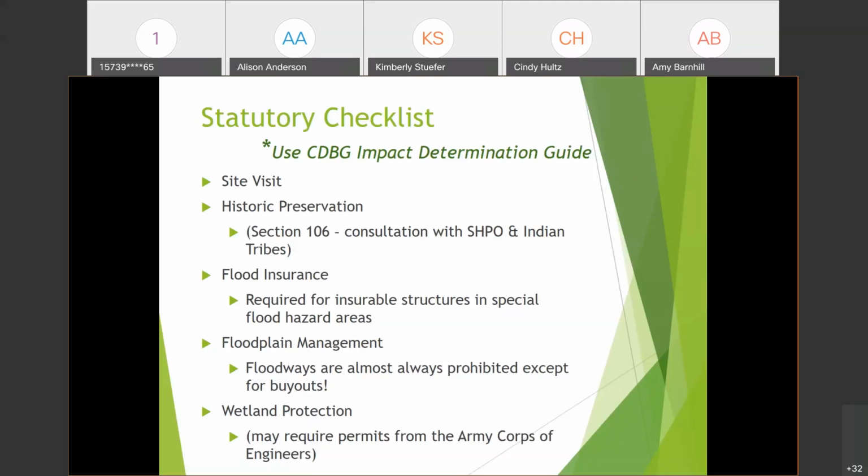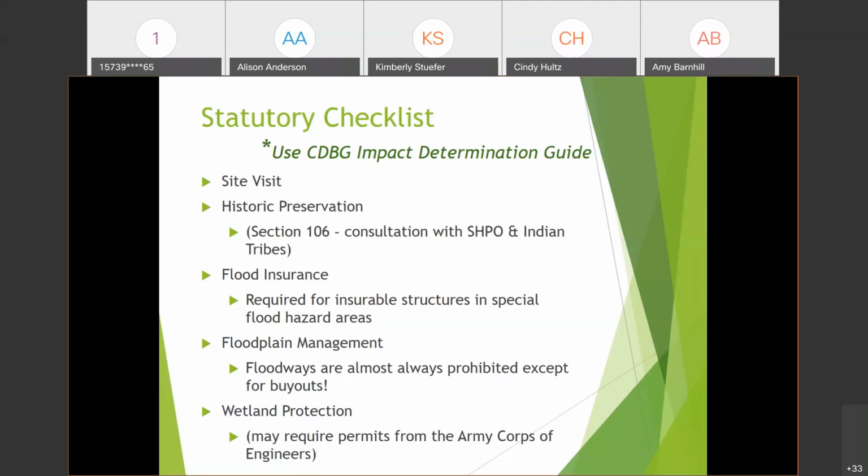I know FEMA is working with a contractor right now to update flood maps around the state. And so there may be something more recent than the FIRM. Some of the FIRMs are pretty old, but you just want to make sure you have the most recent flood data in your ER record. And also proof of flood insurance if it's required. If it's an insurable structure, you need to have the proof of flood insurance.